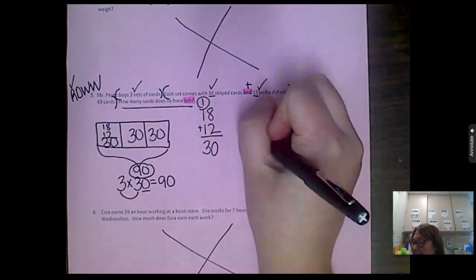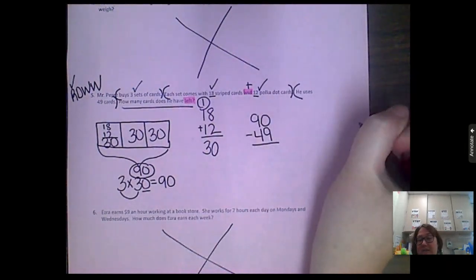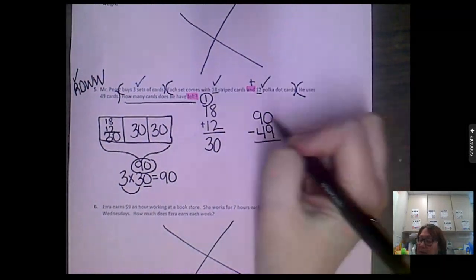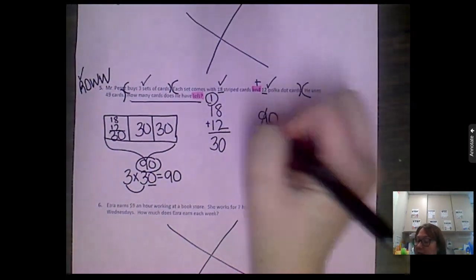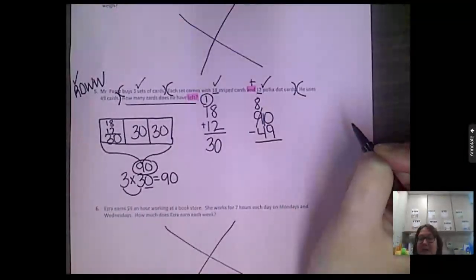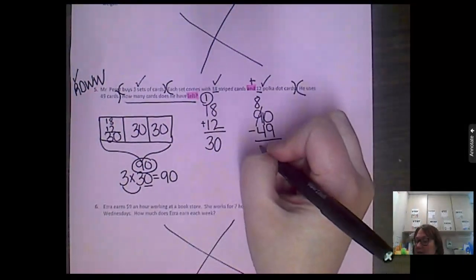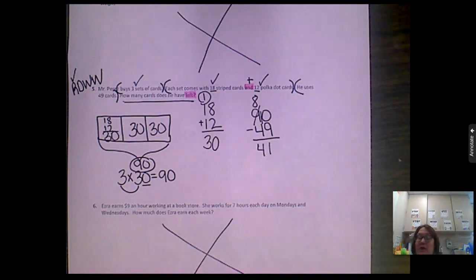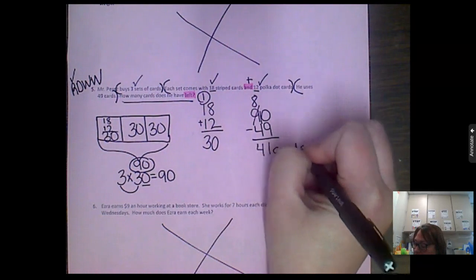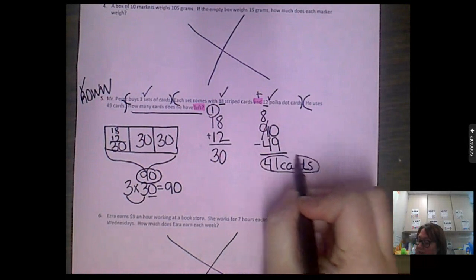So 90 minus 49. 0 minus 9 isn't 9. No, I'm trying to trick you. We can't do 0 minus 9, right? So I'm going to go to the tens place. I'm going to cross out the 9 and make it an 8, and the 0 becomes a 10. 10 minus 9 is 1, and 8 minus 4 is 4. So how many cards does he have left? 41 cards. Okay, I just put that so we can kind of see that this one is our actual answer there.